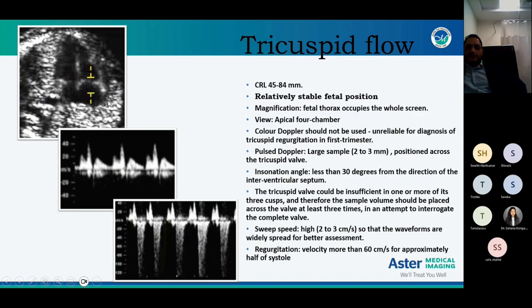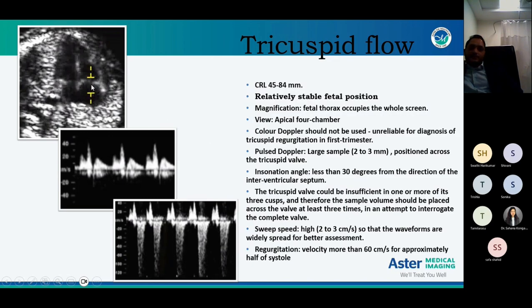So better without color Doppler, put directly the pulse Doppler gate here and use a large sample gate like 2 to 3 millimeter because the tricuspid valve has 3 cusps. So we want to include maximum valve area here involving all the cusps. For making sure that all the cusps are checked, just slightly keep moving the sample gate also and take around 3 measurements to make sure there is no insufficiency of any single leaflet.